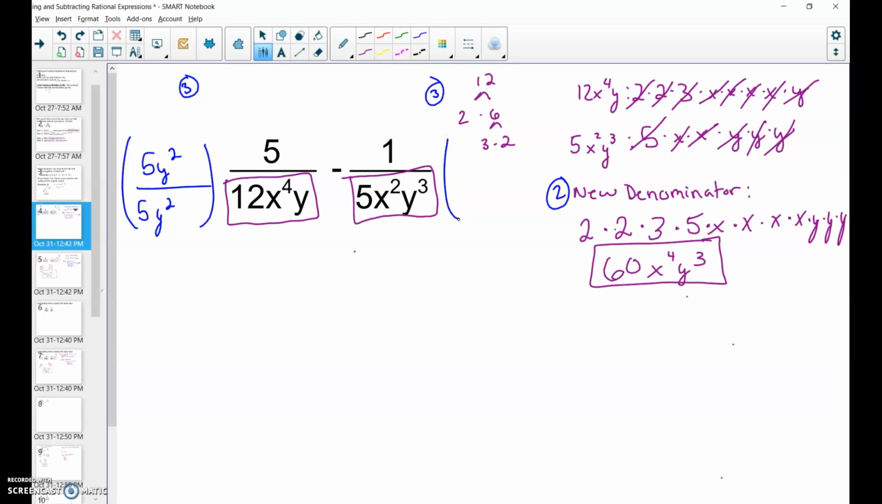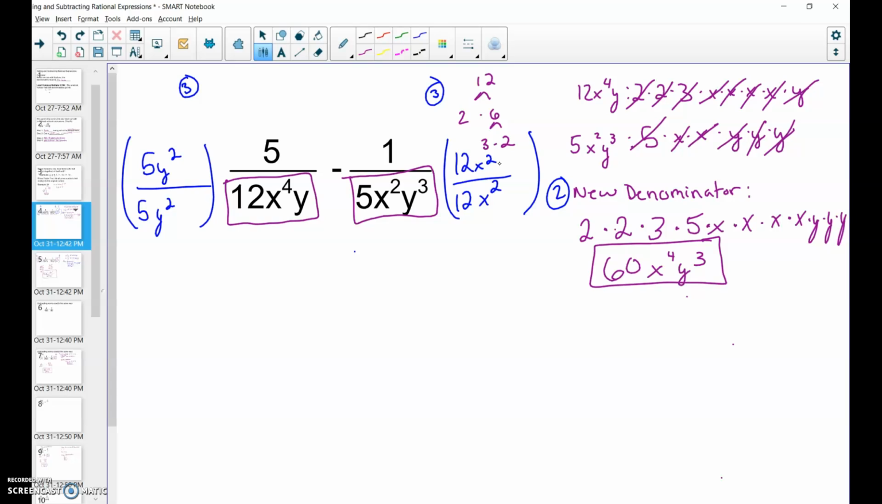All right, we're going to look at the second one then, do the same type of process. I need to multiply 5 by 12 in order to get to 60. I need 2 x's, so I need an x squared, and I already have all of my y's.